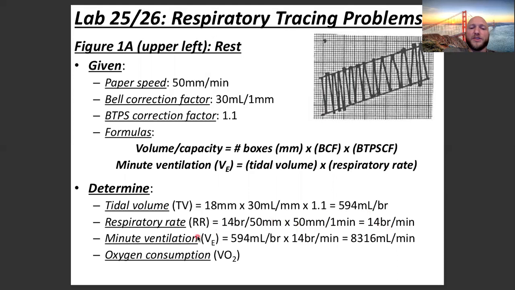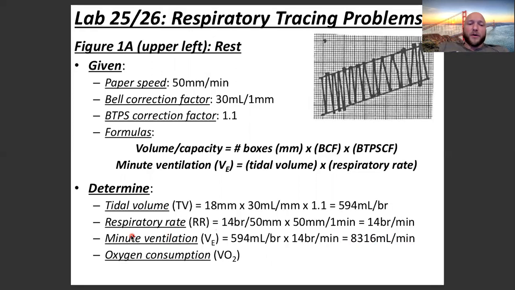Now minute ventilation is how much air goes in and out in a minute. So tidal volume is 1 breath. So we know for every breath, it's 594. We know the respiratory rate is 14. So that tidal volume happens 14 times in a minute. So we can multiply 594 by 14 breaths per minute, which gives us 8,316 milliliters per minute as our minute ventilation.